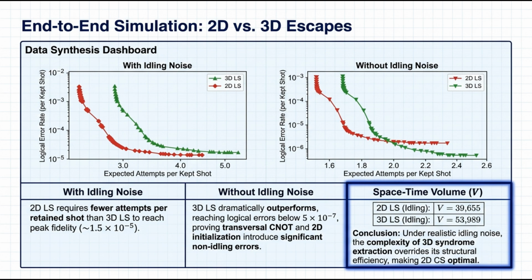However, when evaluating the expected spacetime volume per successful shot, labeled as V, the two-dimensional escape with idling noise requires 39,655, which is 26.5% lower than the 53,989 required by the three-dimensional escape. The authors conclude that under realistic idling noise, the extra circuit depth and complexity of three-dimensional syndrome extraction override its structural efficiency, making the two-dimensional code switching pipeline optimal.